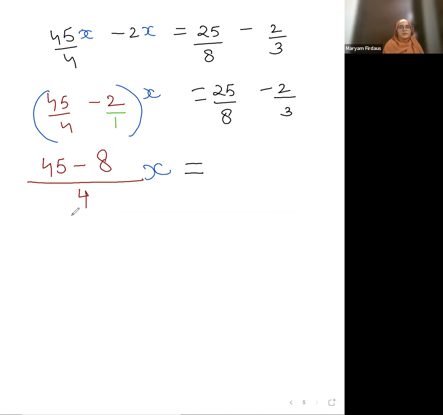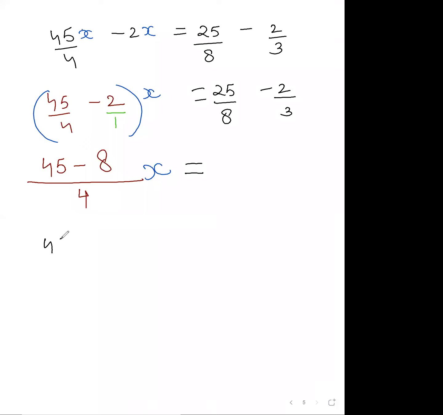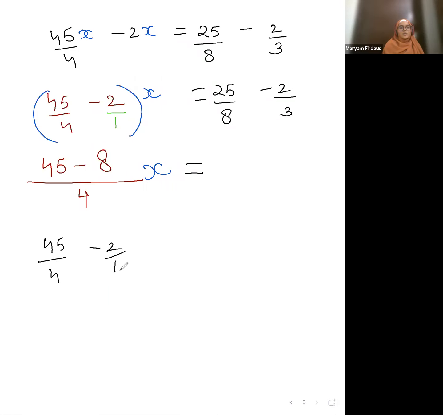Okay. Hiba, see, we have 45 by 4 minus 2 by 1. So we can't just subtract them like this, right? Because they are not like fractions. Like you can say 3 by 5 minus 2 by 5. Why? Because you can easily say that it is 1 by 5. Why? Because the denominators are the same.